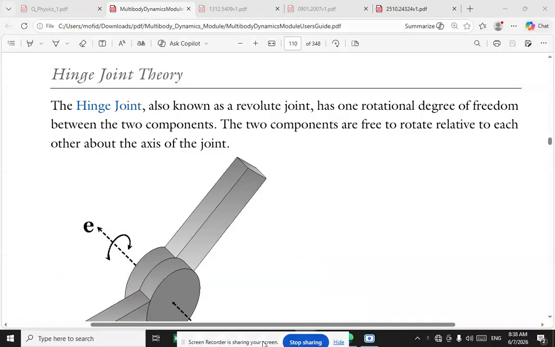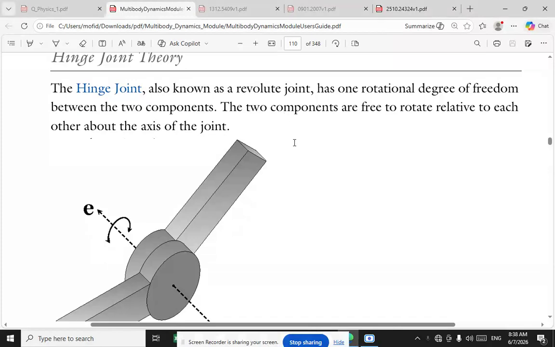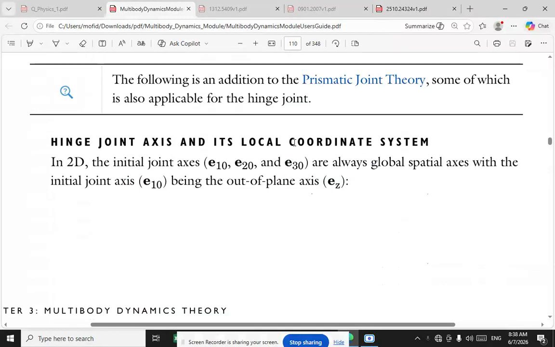The hinge joint, also known as revolute joint, has one rotational degree of freedom between the two components. The two components are free to rotate relative to each other about the axis of the joint. The following is an addition to the prismatic joint theory, some of which is also applicable for the hinge joint axis and its local coordinate system.